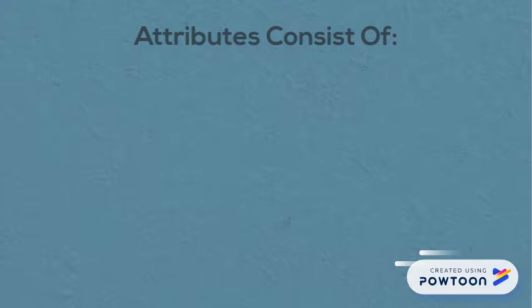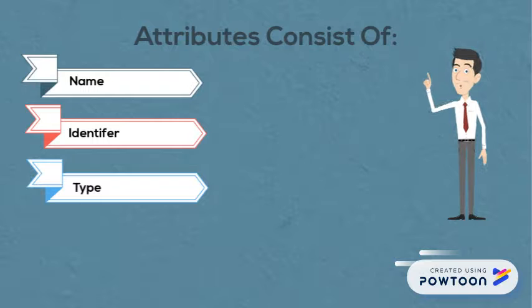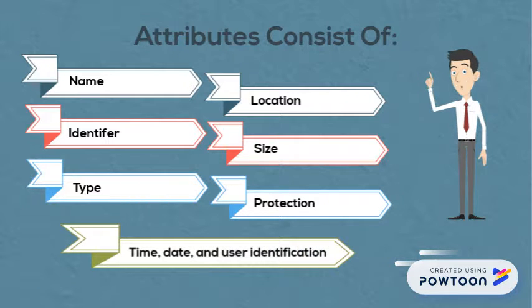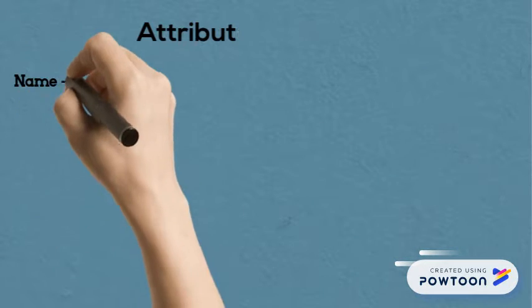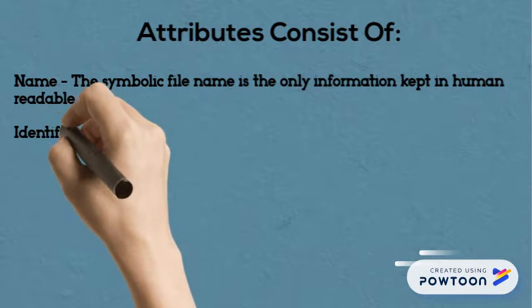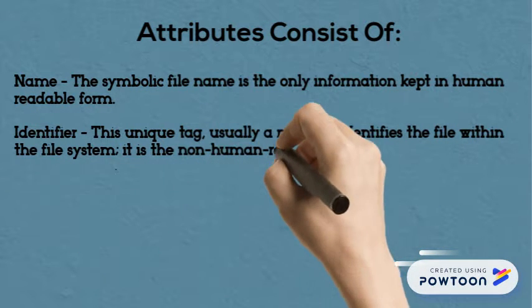File attributes vary from one operating system to another, but typically consist of name, identifier, type, location, size, protection, time, date, and user identification. Name refers to the symbolic file name and is the only information kept in human readable form. Identifier is a unique tag, usually a number, that identifies the file within the file system.